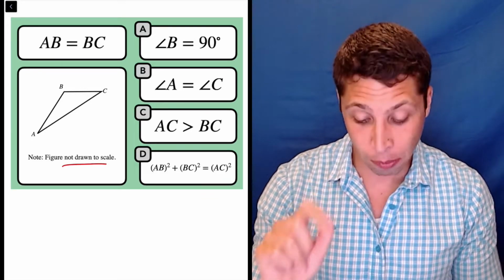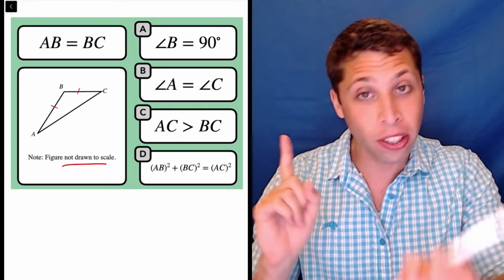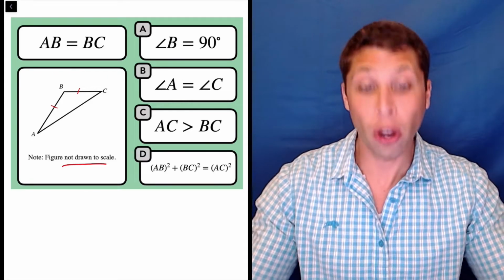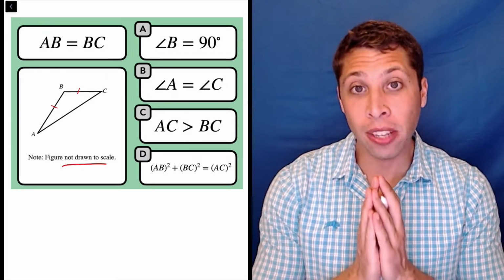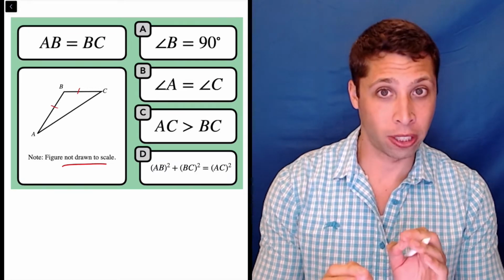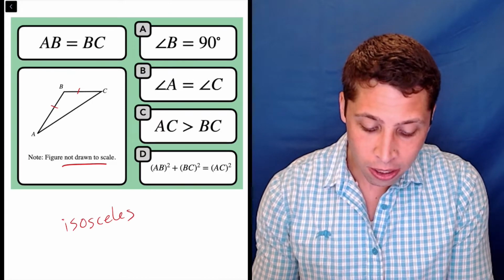So what does the information say? AB is equal to BC. Now again, I know it doesn't look like that, but that's what we're told, so that's the rule we need to follow. Why is that important? Because it's only enough information to tell me that I have an isosceles triangle.